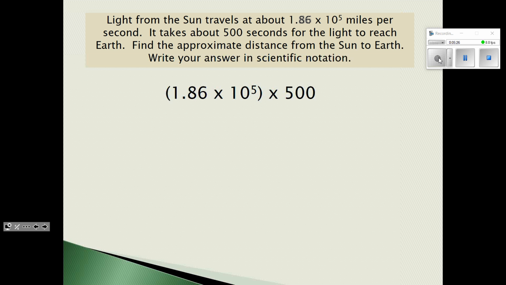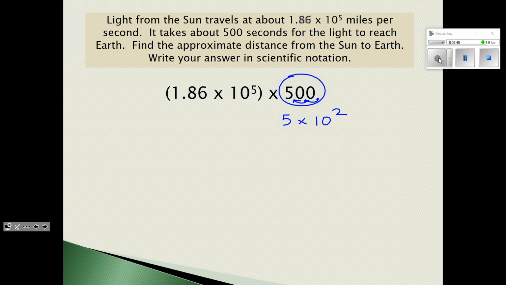Here we can see that the first is written in scientific notation, but 500 is not. So the first thing we're going to do is convert 500 to scientific notation. Right now the decimal is at the end, so we have to move it over 2 places. So we have 5 times 10 to the second power.